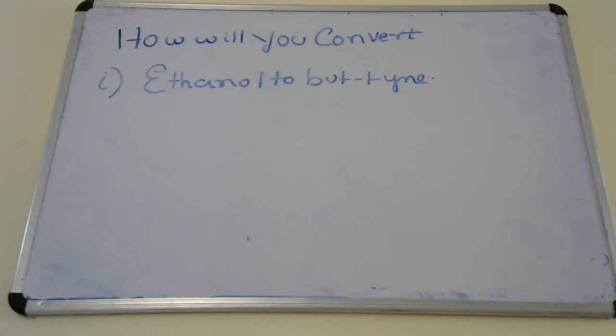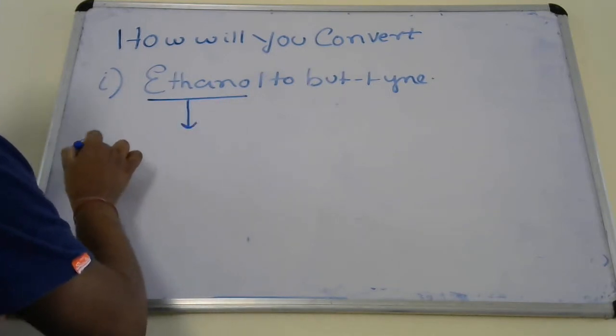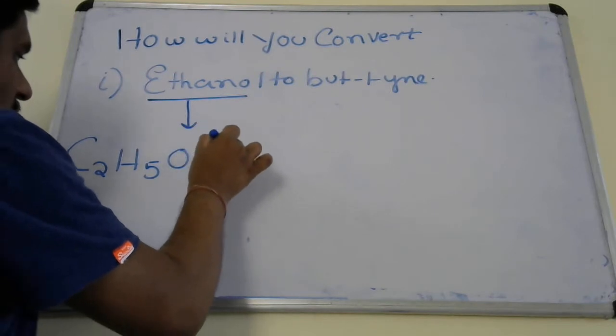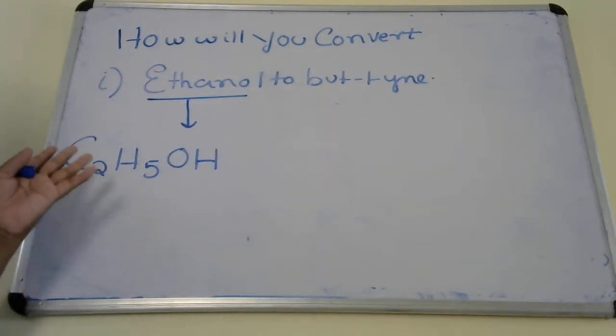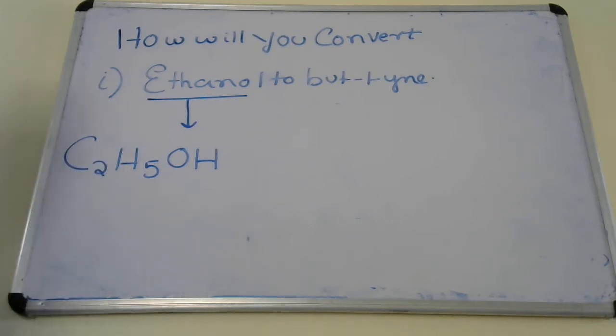Now ethanol means alcohol. So first we will write down the structure of the starting reactant. Ethanol means obviously this. Okay, ethanol, this is our starting reactant from where we have to start our reaction.